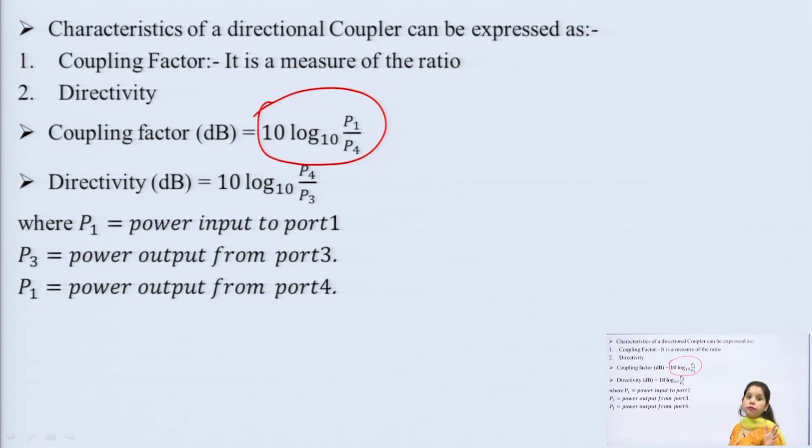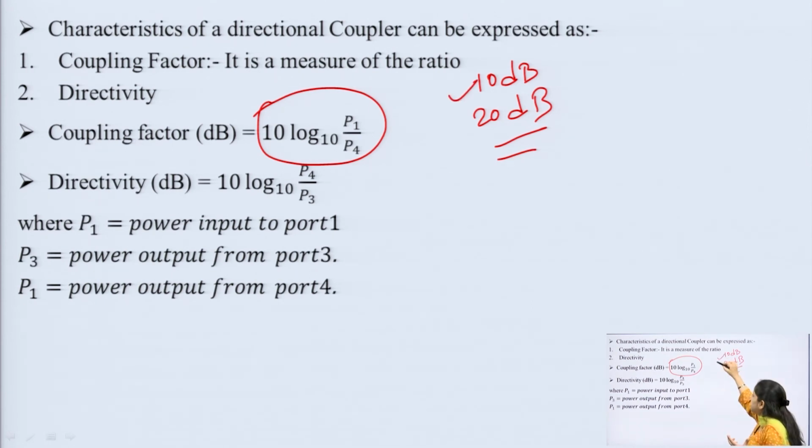And all of you should know, when we talk about, say, a 10 dB coupler or a 20 dB coupler, we are basically saying their coupling factor. A 20 dB coupler means its coupling factor is 20 dB. A 10 dB coupler means its coupling factor is 10 dB.